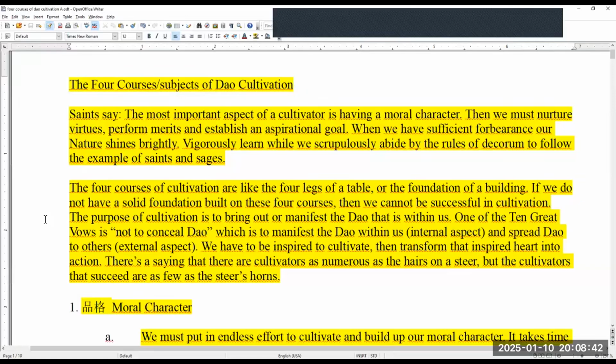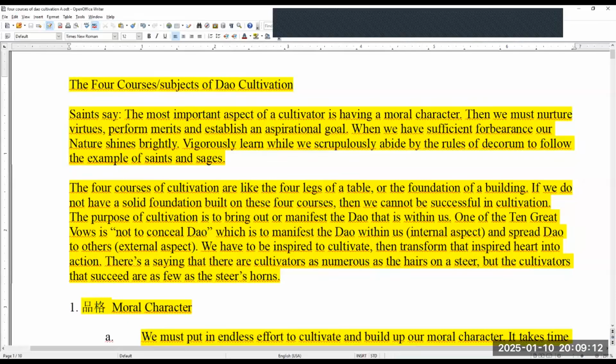Okay, and so the purpose of the foundation is to bring out or manifest the Tao that's within us. One of the 10 great vows is not to conceal the Tao, which is to manifest the Tao within us. That's the internal aspect. And of course, spread the Tao to others, which is the external aspect. So we have to be inspired to cultivate, then transform, then inspire hearts into action.